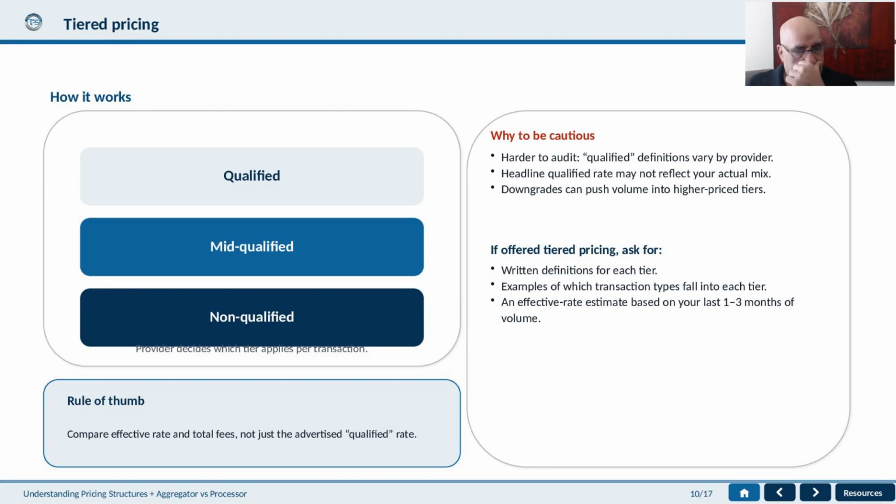3-tier. This has been around. This is the original tier pricing. You have a qual, mid, and non. How it works. Basically, you have your 3-tier: qual, mid, and non.